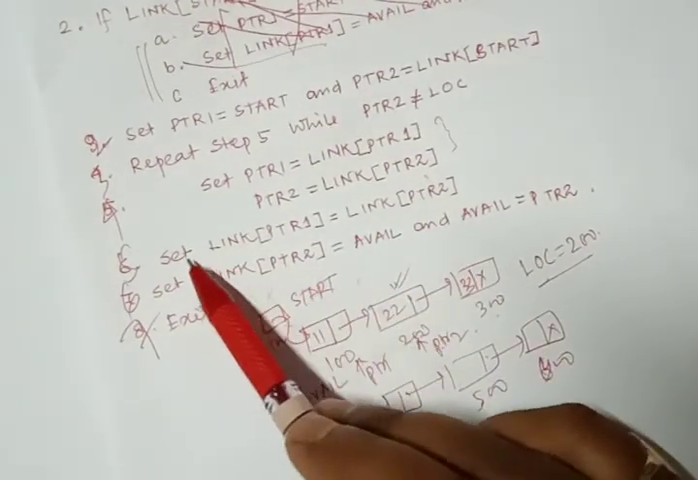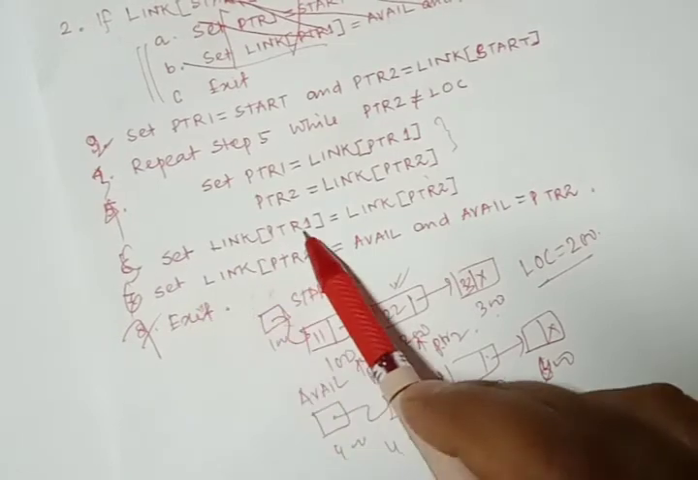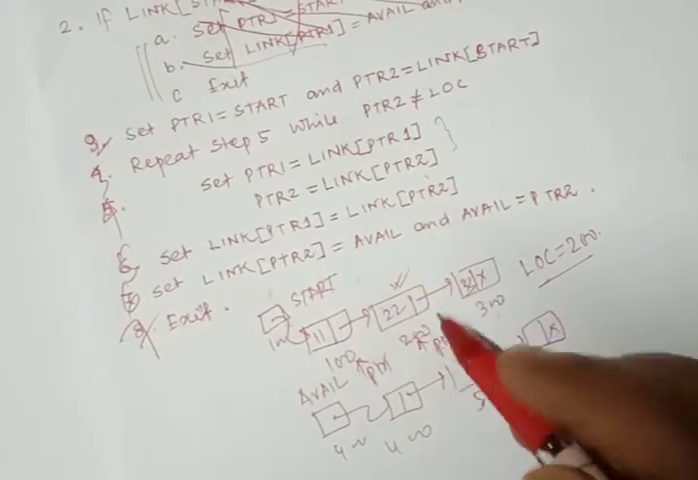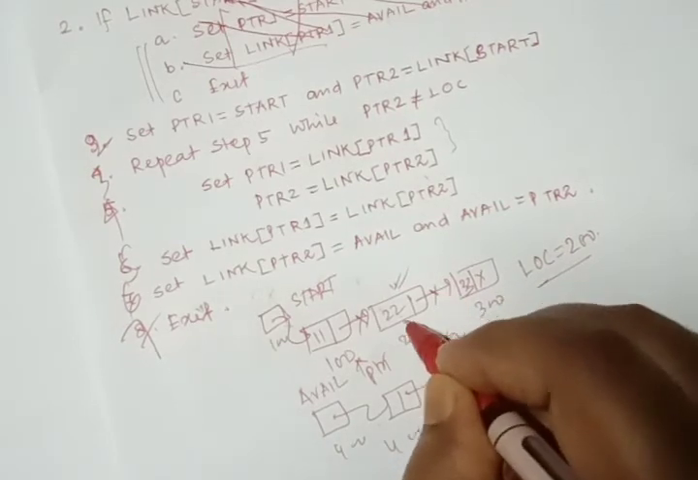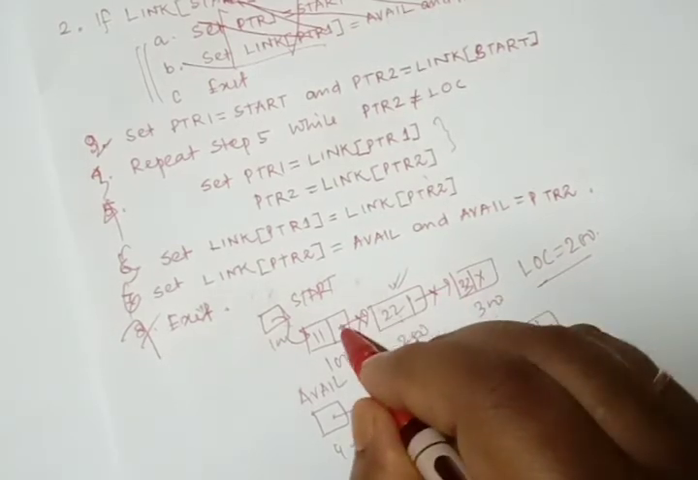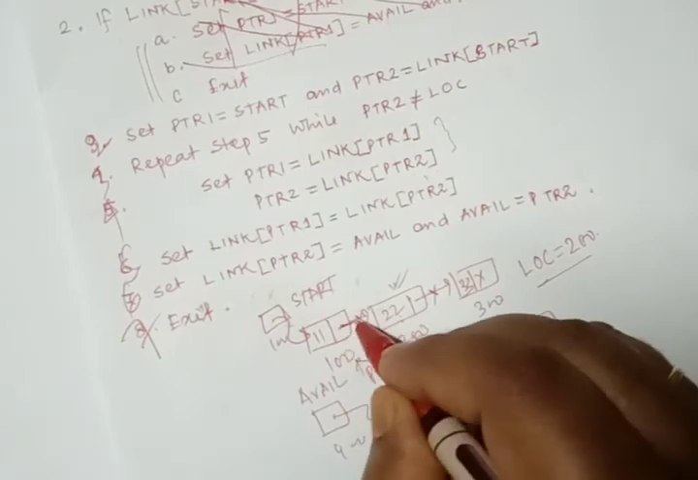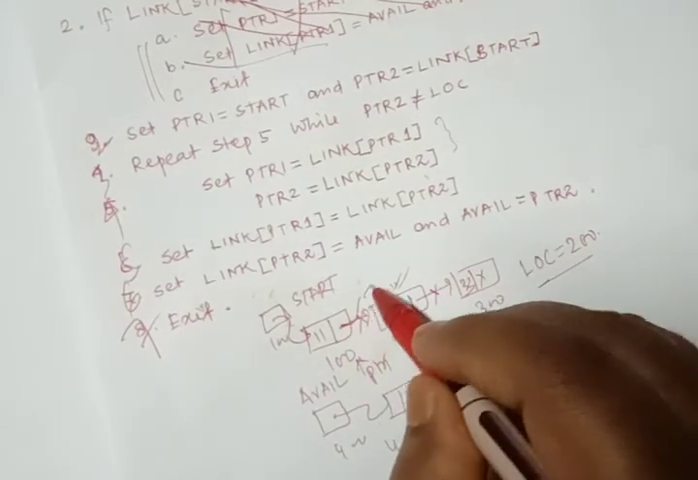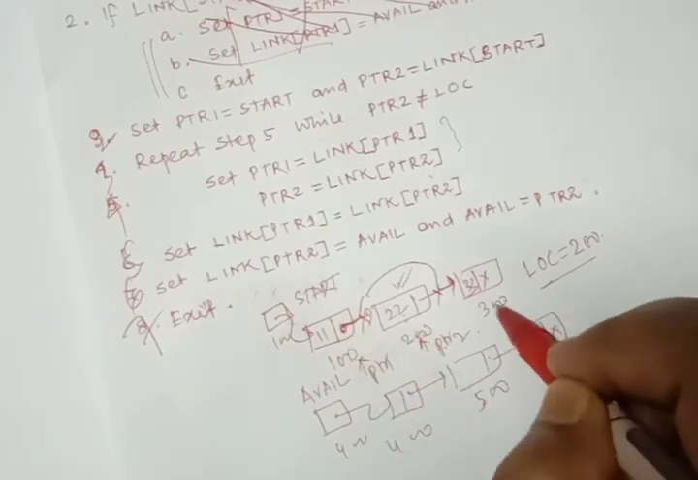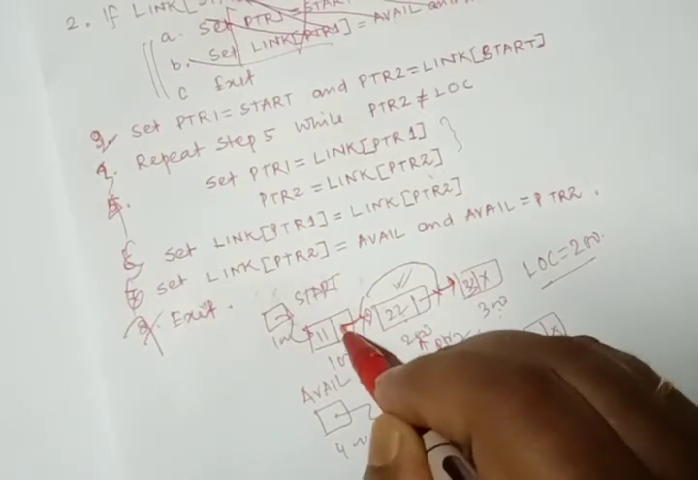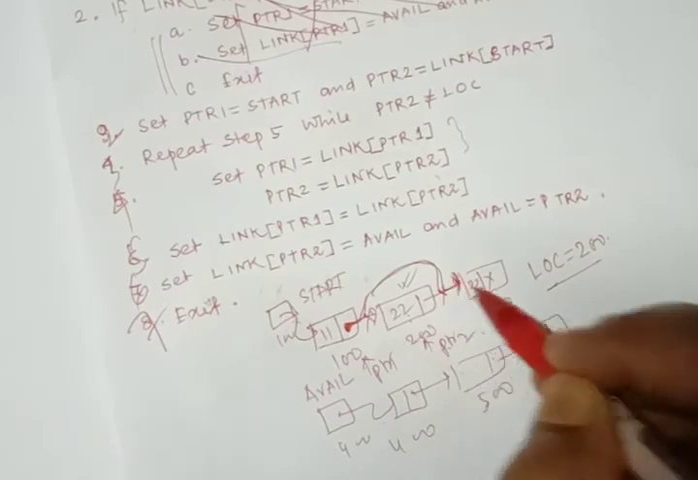So what will be said in the next step? Set link of ptr1 equal to link of ptr2. So you have to break this link, because this node we have to delete. So link of ptr1 connects with the link of ptr2. So here this link will contain 300, isn't it?